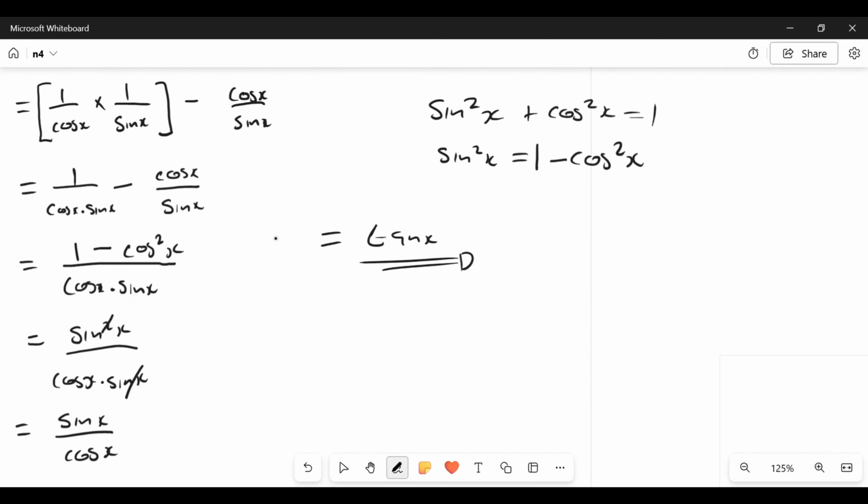As you can see, guys, this question required us to know our identities, the square identities, the quotient identities, and also the CAST diagram.